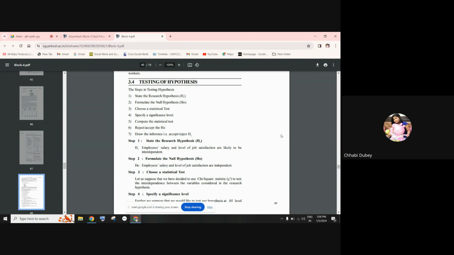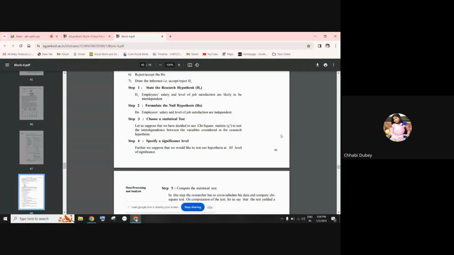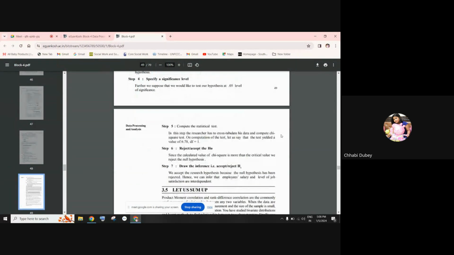Then accordingly we are going to choose a statistical test, depending upon whatever we deem fit. We can use different statistical tests, maybe a chi-square test or a t-test, and we are going to specify the significance level. After that, we will compute the statistical test. We will cross tabulate this data and compute the chi-square test.